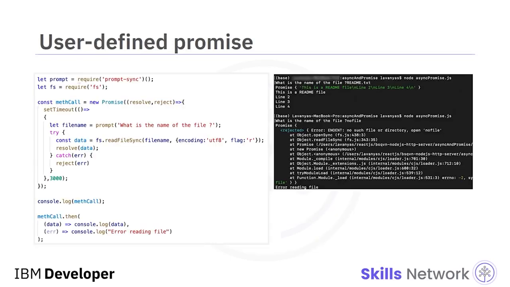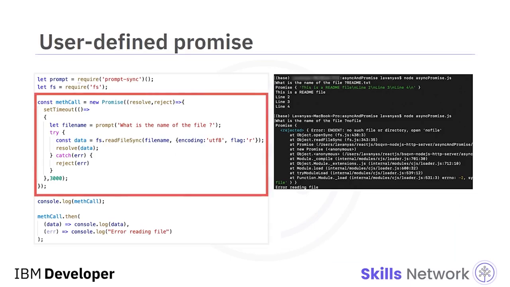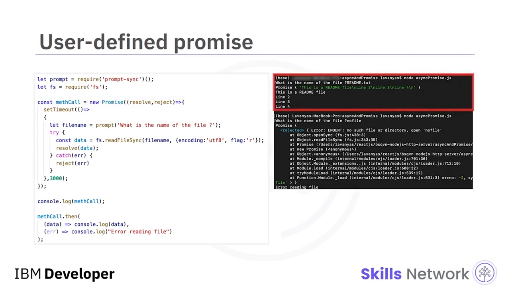You can also create a promise object if you know that the operations you are going to perform could be blocking. In this example, meth call is a promise which is fulfilled or rejected depending on whether the file is successfully read or not. You can see on the output screen that the content of the file is read if the file name is valid and displayed. In this case, the promise is resolved. If the file name is invalid, the promise is rejected and the error message is displayed.